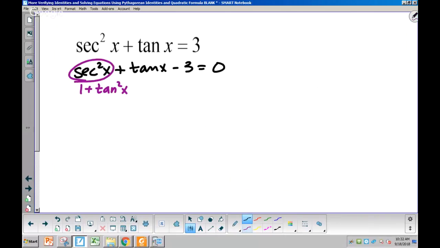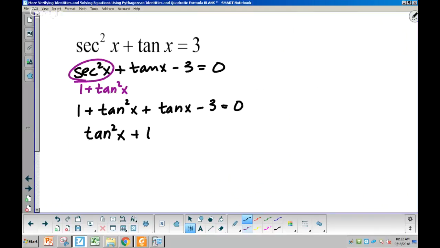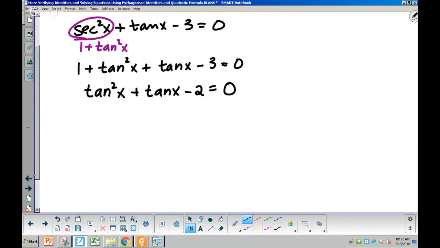Great question. All right, so this would be 1 plus tangent squared x plus tan x minus 3 equals 0. And then I'm going to add like terms together here. We get tan squared x plus tan x minus 2 equals 0. Now we can use the quadratic formula here, or I think this one indeed factors. So which would you prefer?